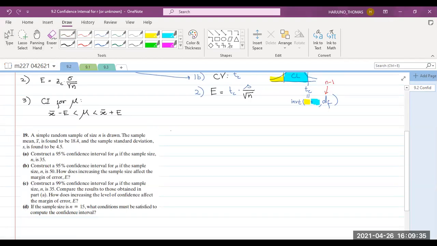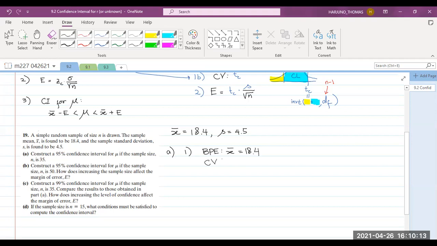So let's see what we have. A simple random sample of size n is drawn. The sample mean is 18.4 and sample standard deviation 4.5. Part A, construct a 95% confidence interval for mu if the sample size n is 35. So step 1, best point estimate is x bar equals 18.4.